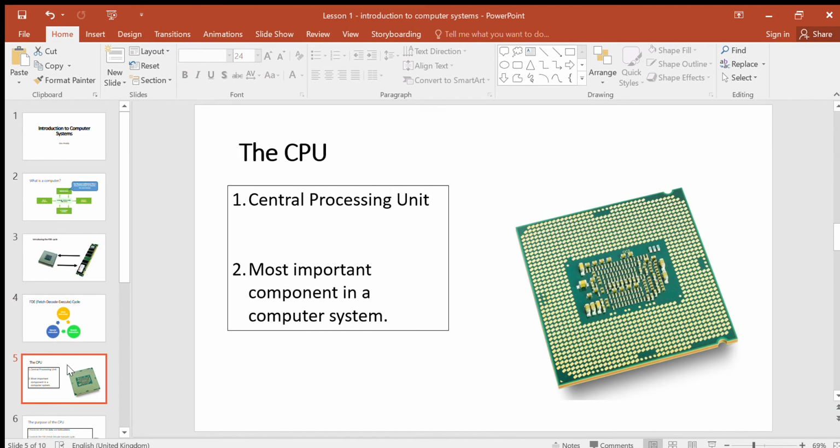Let's start with the CPU, which stands for Central Processing Unit. Arguably, the most important component in a computer system. Now, you may come to me later in the year and say, actually, I think this is the most important component, and I look forward to those discussions. But as it stands, we will leave it as the CPU.